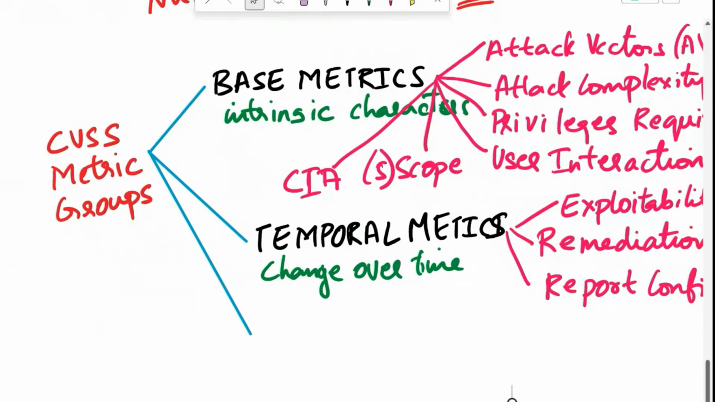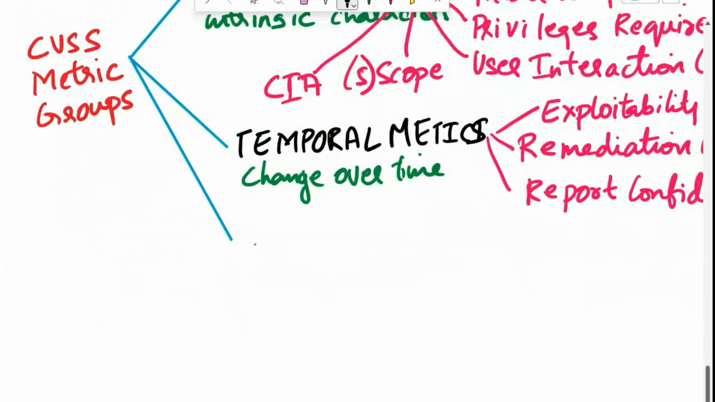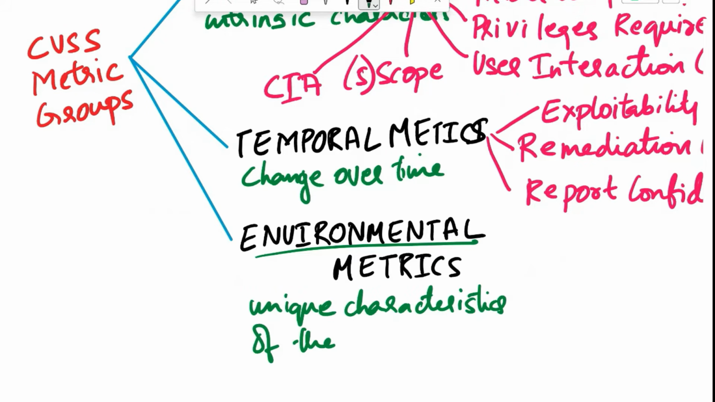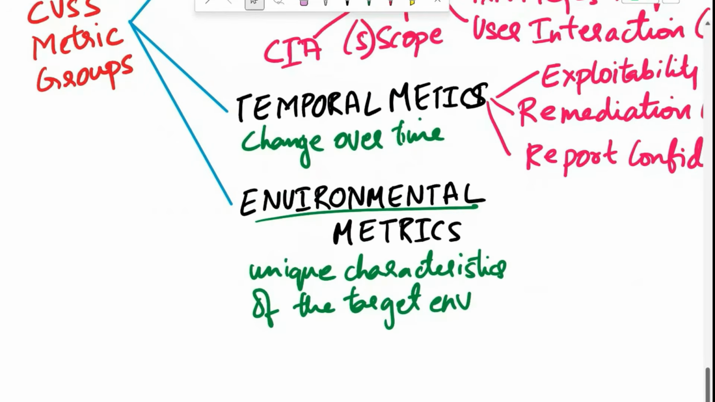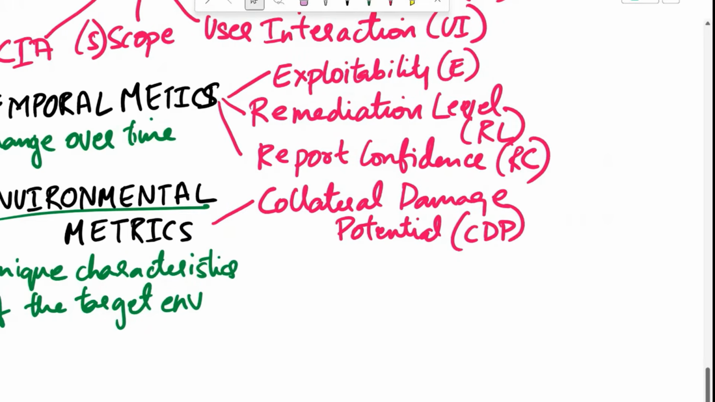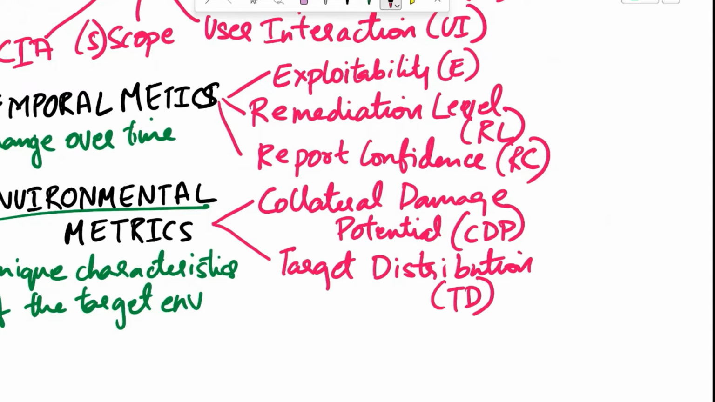So the next metric group is environmental metrics. Like the name suggests, these metrics take account of the unique characteristics of the target environment. This is the environment in which the vulnerability exists. And these metrics include: first one is collateral damage potential. This reflects the potential impact on components beyond the vulnerable one. Next is target distribution. This reflects the percentage of systems that are vulnerable in the environment.